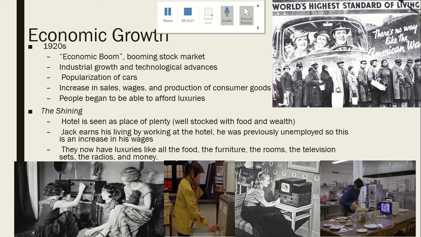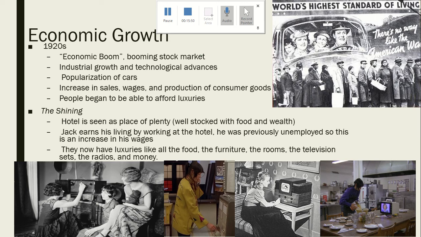Overall, it was the highest standard of living, which is the poster up here, and the best time economically speaking to be alive. This economic growth is carried over into The Shining, and this is seen when the Torrances moved to the Overlook. They transitioned from relative poverty, Jack being unemployed, they didn't really have a lot of money, to a place of wealth, and they started living a wealthier lifestyle.